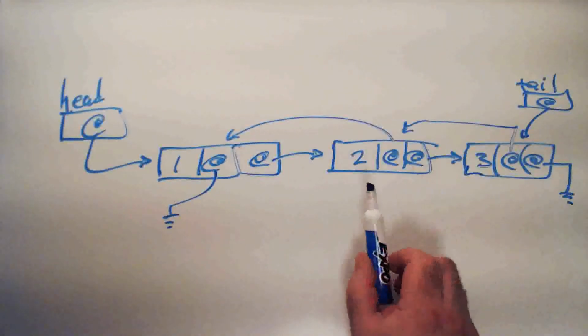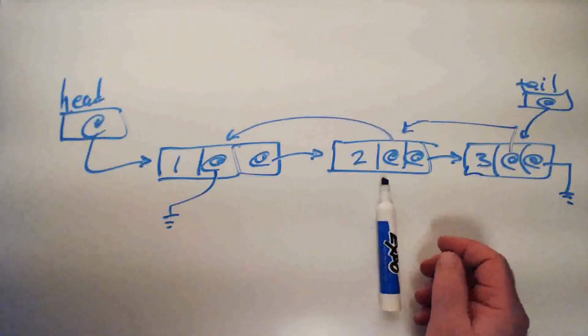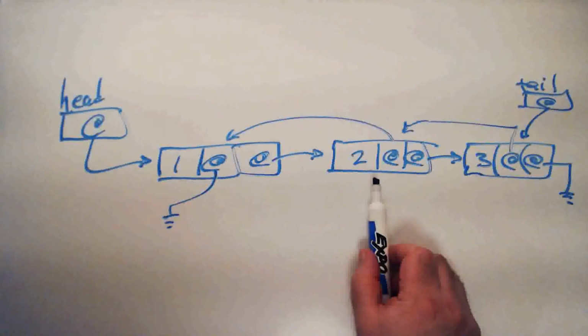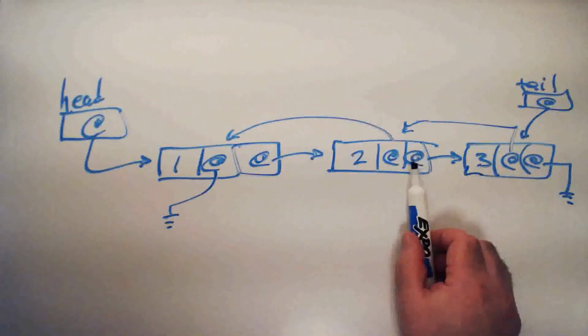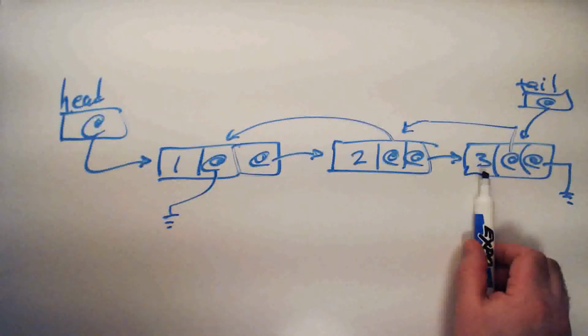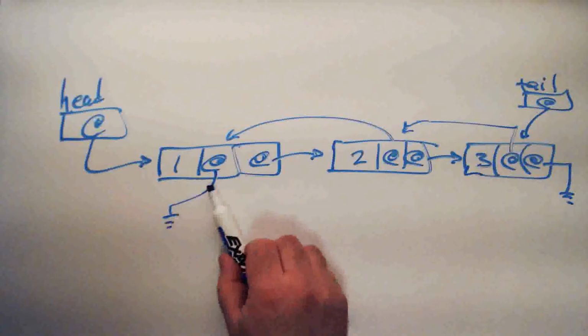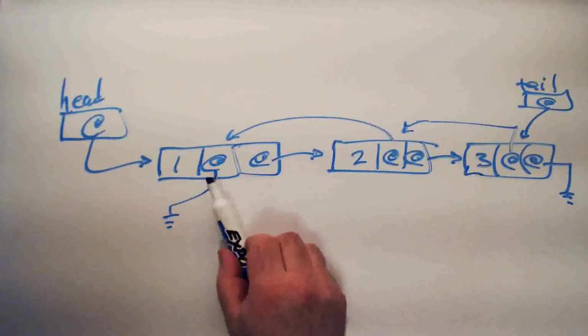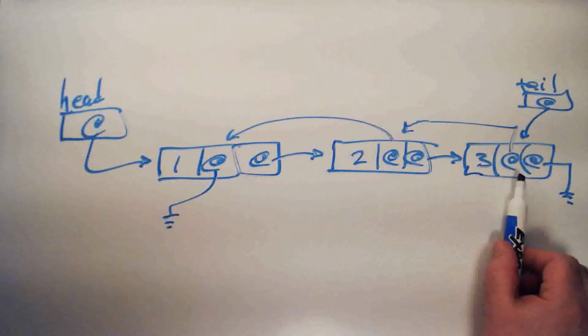Now, if I simply have the address of node number 2 and no other information, I can delete node number 2, because 2 tells me where the previous one is, and it also tells me where the following one is. And that's true about the head and the tail as well. There is no previous node for the head node, and there's no following node on the tail node.